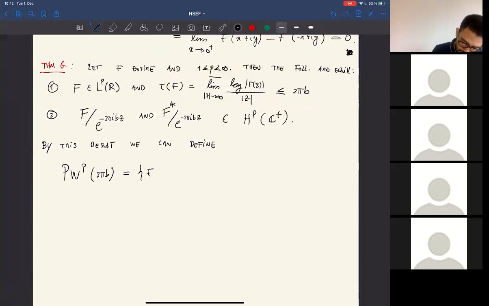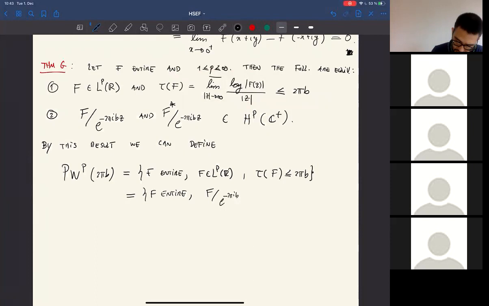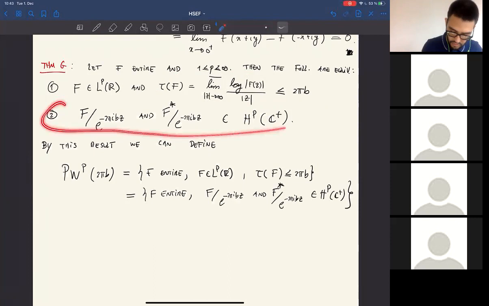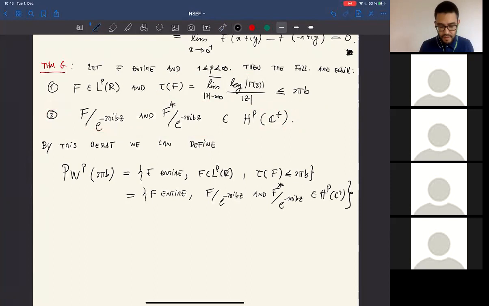So that would be what? F entire, F on the real line in L^p, type of F less or equal than 2 pi b. And that would be equivalent to this other thing: F entire, F divided by e^(-2 pi i b z) and F star divided by e^(2 pi i b z) in the Hardy space. And you can easily show that this is a Banach space by using characterization 2. Meaning you just have to show that it's a closed subspace of this one.